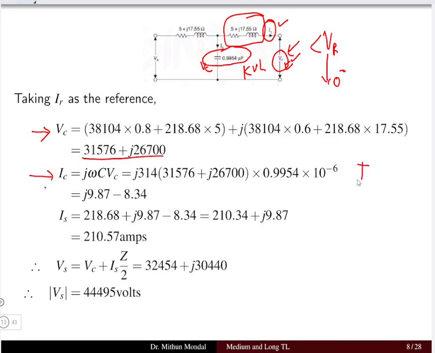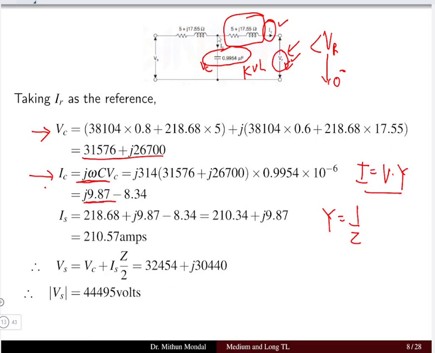Now the current we can calculate. Current is basically the value of voltage into admittance. So we can calculate the value of the current passing through the capacitor from this value, where admittance is equal to 1 by impedance. So we will be getting the value of the capacitive current.